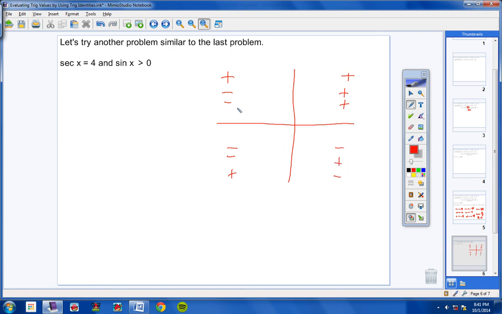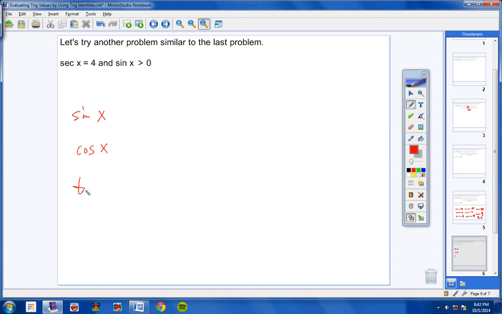Now, we want the quadrant where secant is positive. That's cosine. So that would be here or here. And then out of these two quadrants, we want where sine is positive. So that would be right here. So we're going to be dealing with quadrant 1. Now that we know that, there's really nothing tricky to worry about. We know we have sine of x, cosine of x, tangent of x, and then cosecant of x, secant of x, and cotangent of x. And we know everything's going to be positive because we're in the first quadrant.